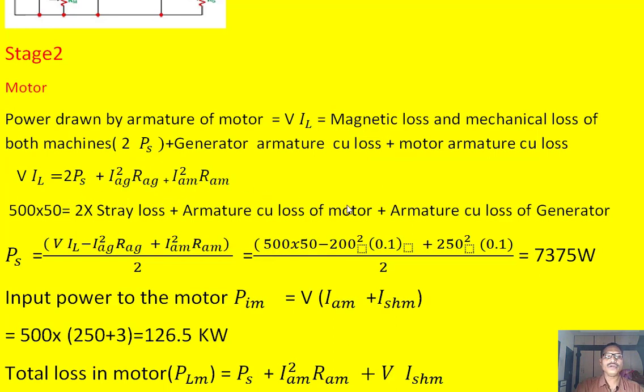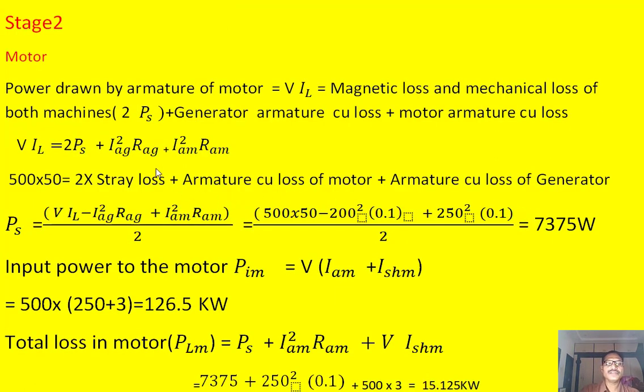So we know all these things, so we can just substitute those values here. The input voltage is 500 and the input current from the supply is 50 amperes. So 500 into 50 is equal to 2 into stray loss, that is PS, plus armature copper loss of motor plus armature copper loss of generator.